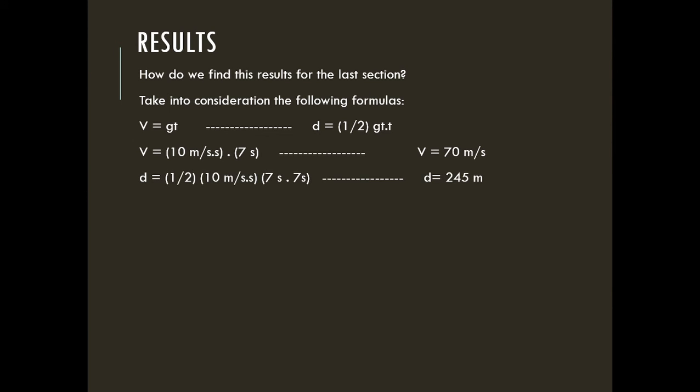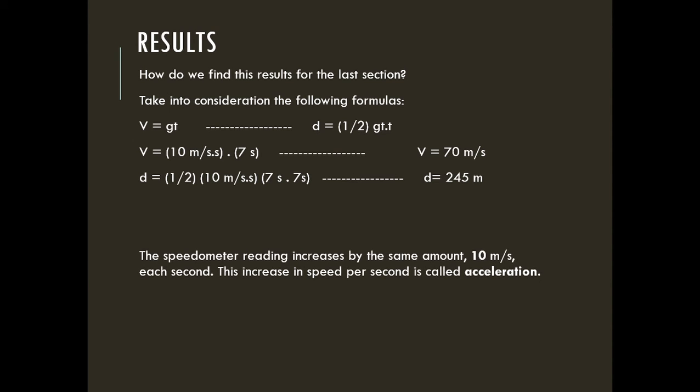Alright, now let's apply it to the formula of distance. We have 1/2, we multiply that by gravity, which we already mentioned, 10 meters per second squared. And we're going to multiply that by time squared, which will be 7 seconds squared. The result for that will be 245 meters. So this is the answer for letter A in the previous section.